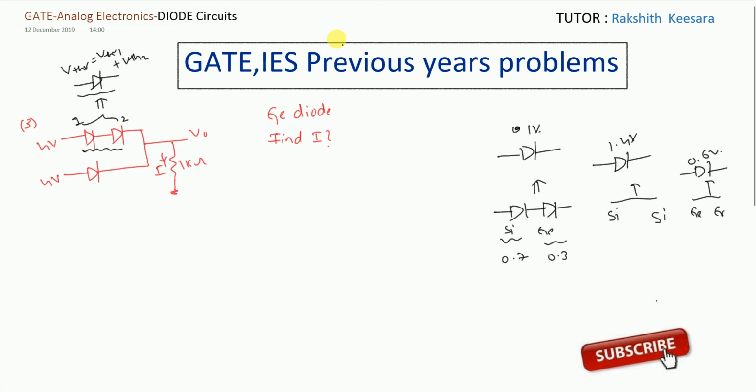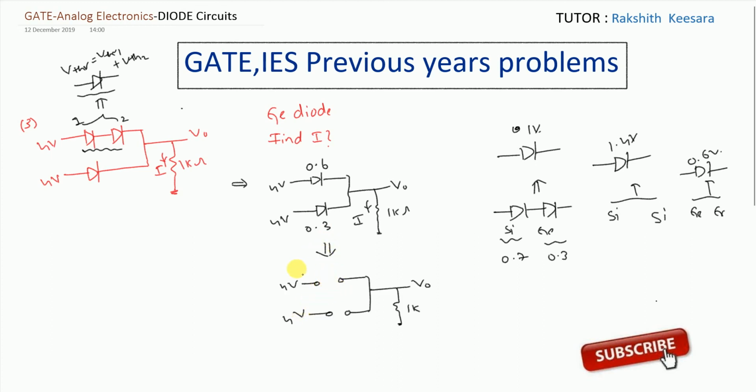So in the question he mentioned that they are germanium diodes. So what is the equivalent circuit if I consider a single diode? So this is the equivalent circuit. Now what is the next step? We should open circuit the diodes. So I am drawing the open circuit equivalent circuit.